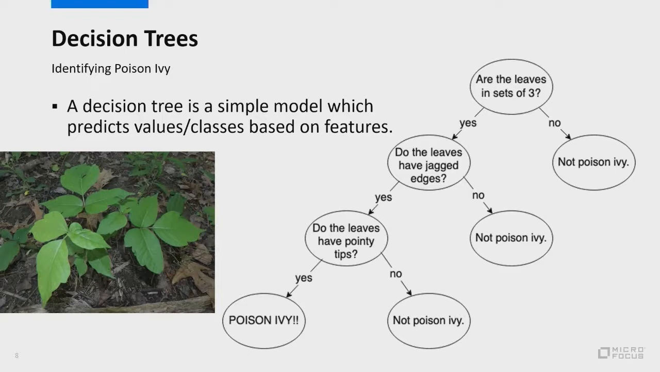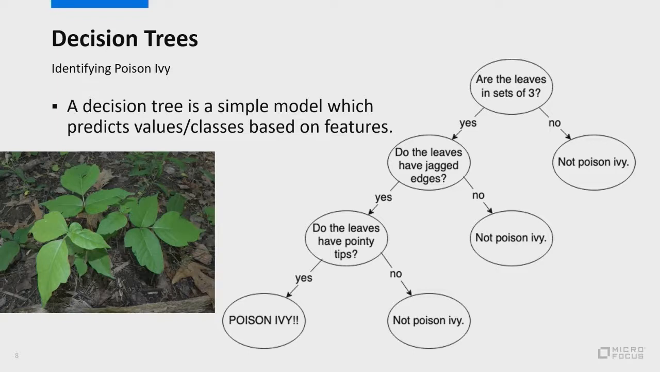And so this is obviously a very simple decision tree. They get much bigger. Another key point is that they don't have to be just these splits. Each of these conditions is called a split. These splits in this case are just yes or no, but they can also be based on values. So in a different problem, instead of "are the leaves in sets of three," it might be "are there greater than 3 leaves?"